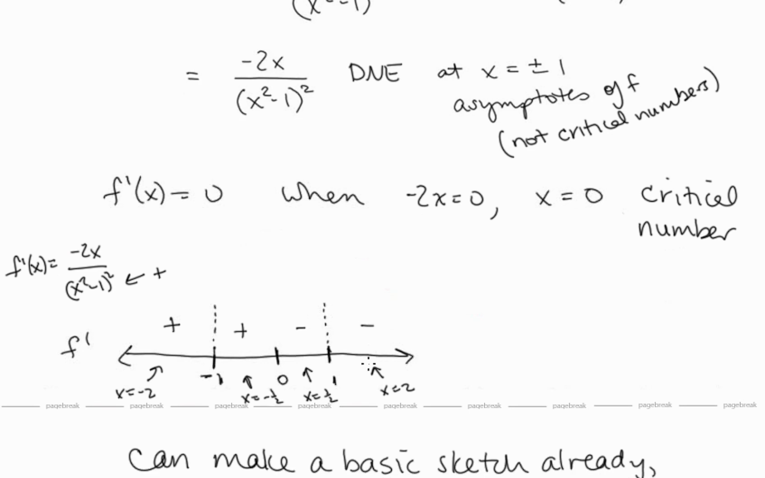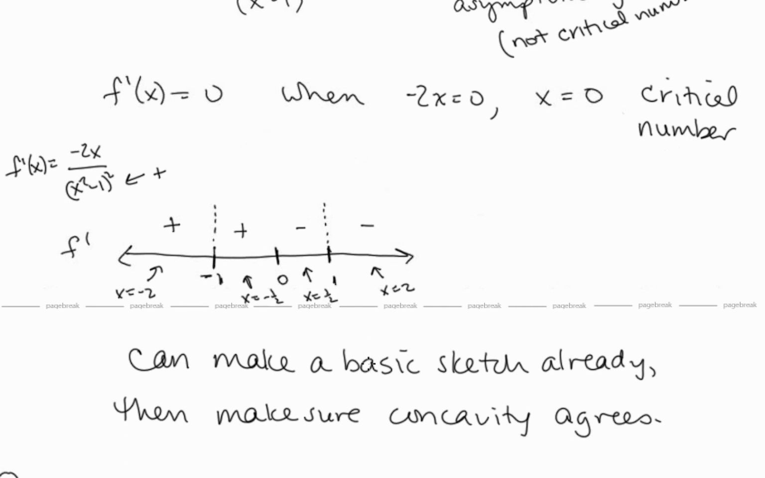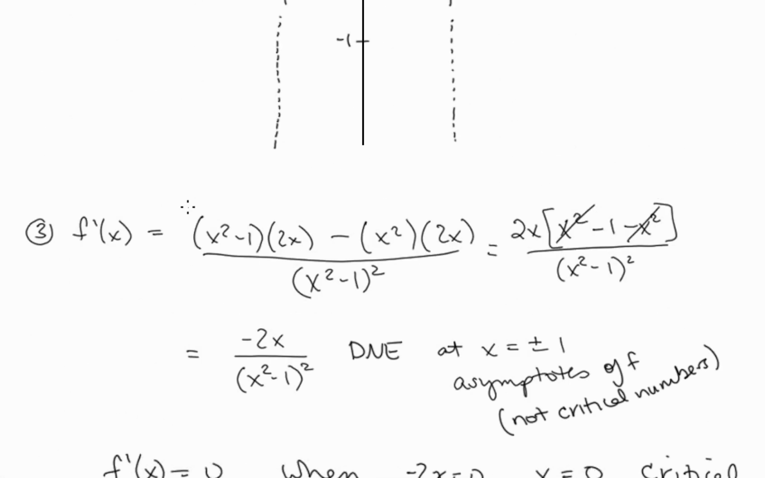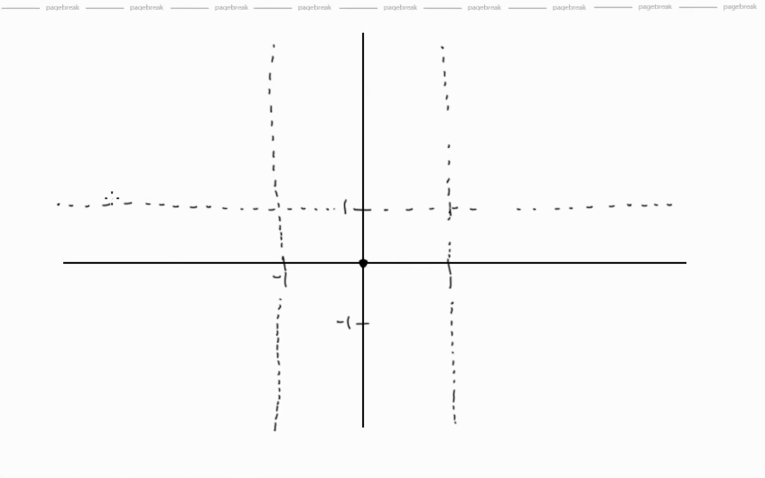Now with that information, again, we should be able to make a basic sketch of the graph and then go back and check that the concavity is correct. So we have our function increasing when x is less than negative 1. So let's see what we have here. We know that we have a horizontal asymptote as x goes to negative infinity at y equals 1. If we have our graph increasing on this interval, we know it must look like this.